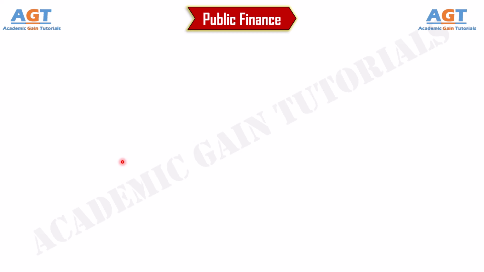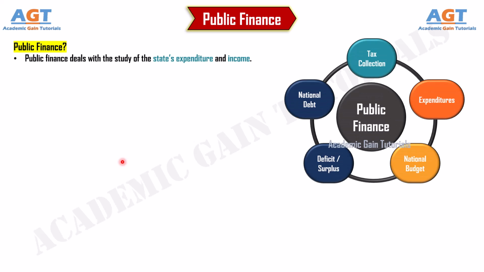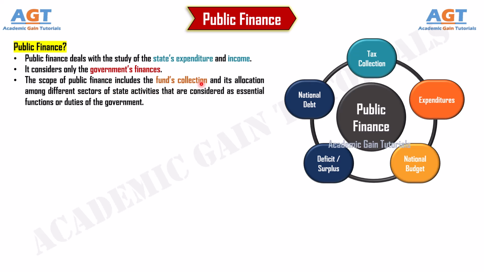Number 3. Public finance. So, what is public finance? Public finance deals with the study of the state's expenditure and income. It considers only the government's finances. The scope of public finance includes the funds collection and its allocation among different sectors of state activities that are considered as essential functions or duties of the government.